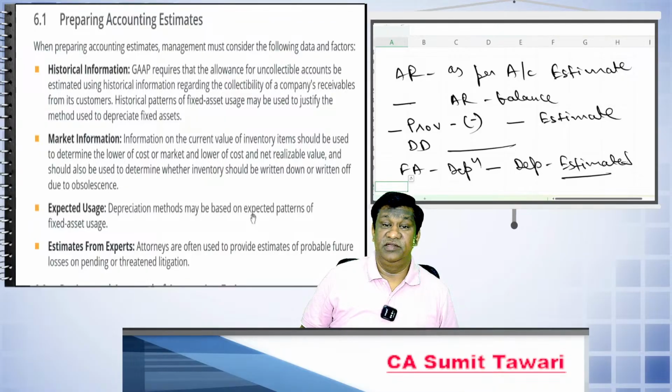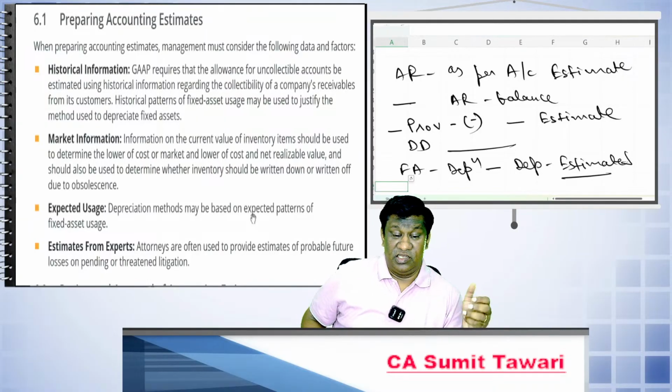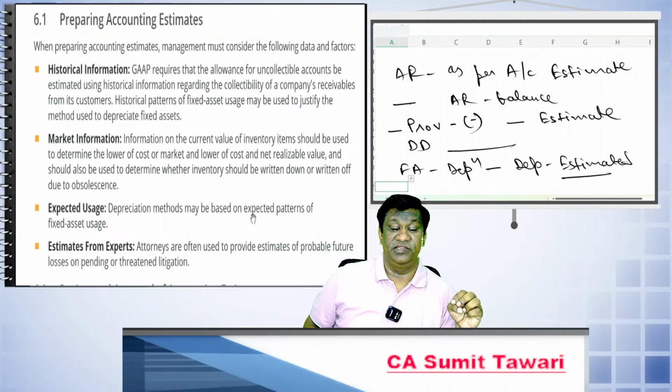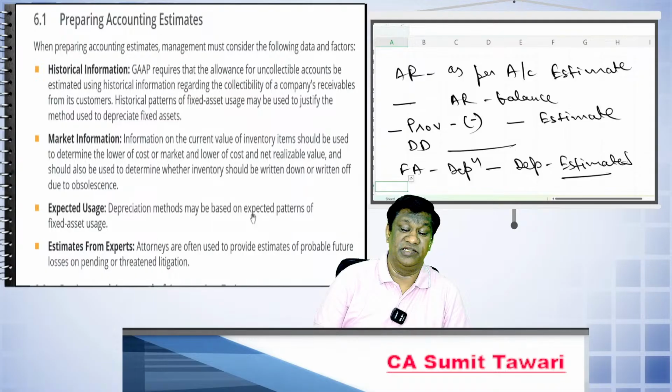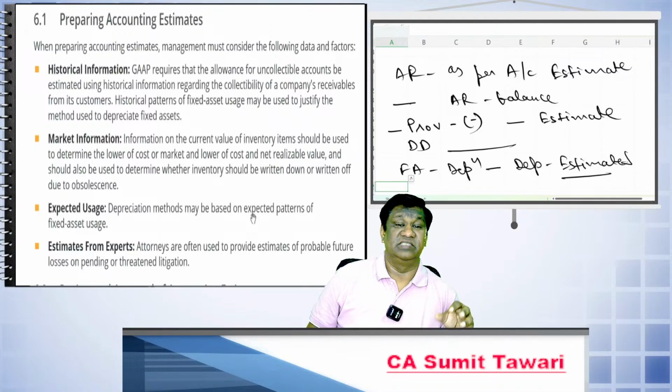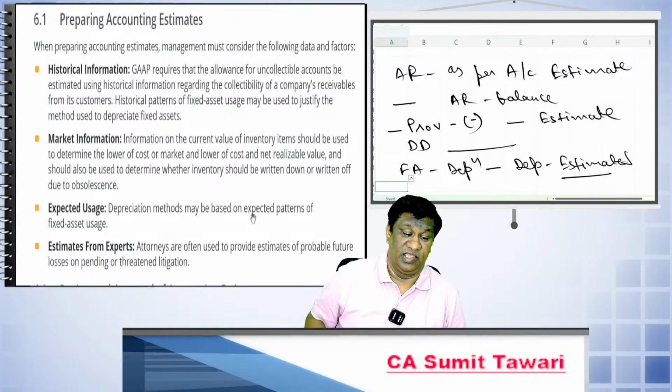Then market information, particularly for the inventory valuation. Information on the current value of inventory items should be used to determine the lower of cost or market and lower of cost and net realizable value, and should also be used to determine whether inventory should be written down or written off due to obsolescence. Like if you have a particular item and you are not getting orders for that item since the last 3 years, what does it mean? We consider this an obsolete item. So it is an estimation. We don't really know if it is obsolete or not, but that is on the basis of market information.